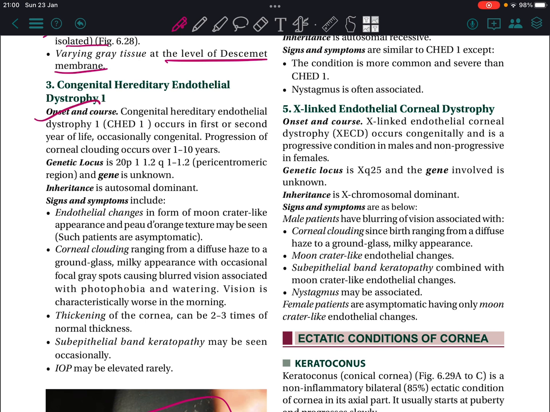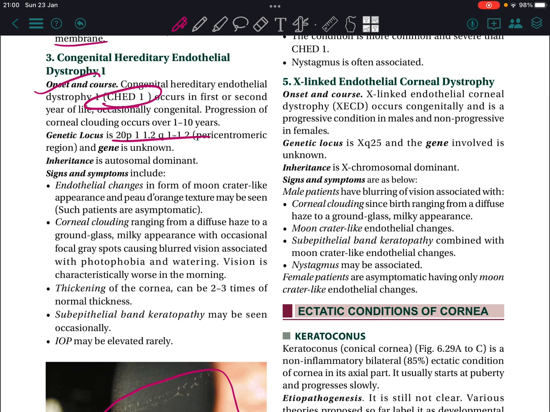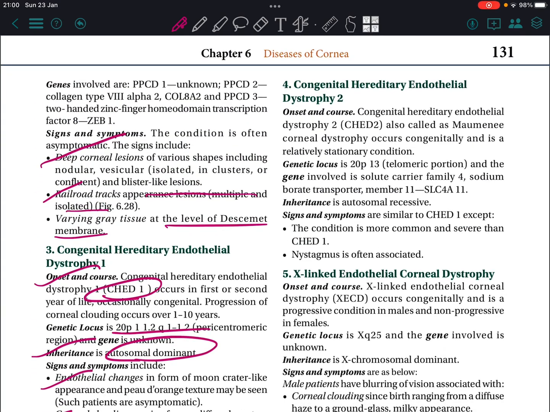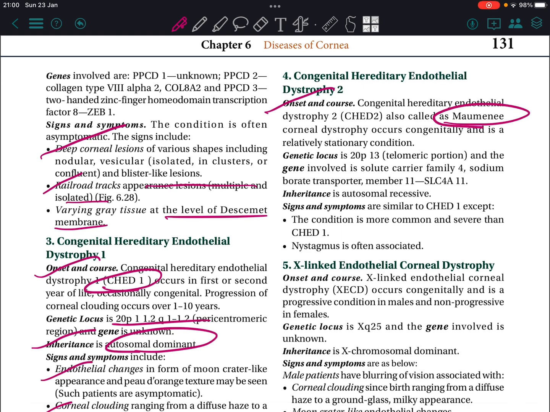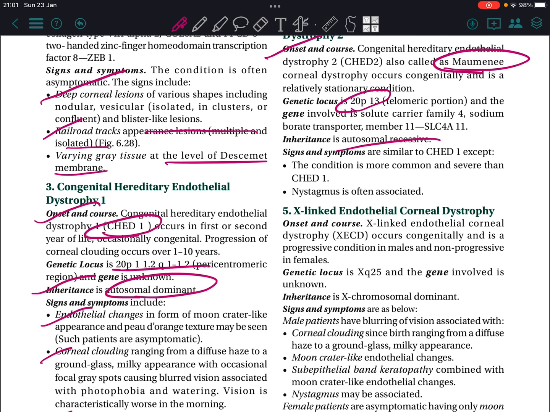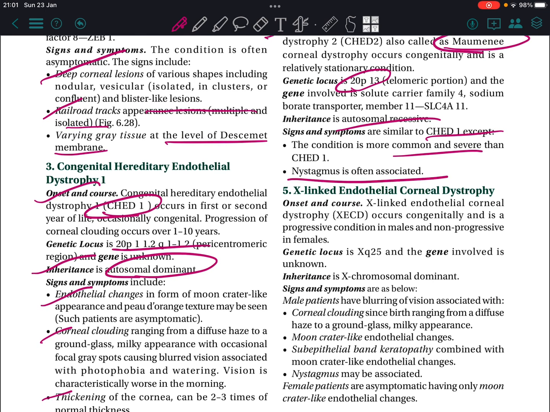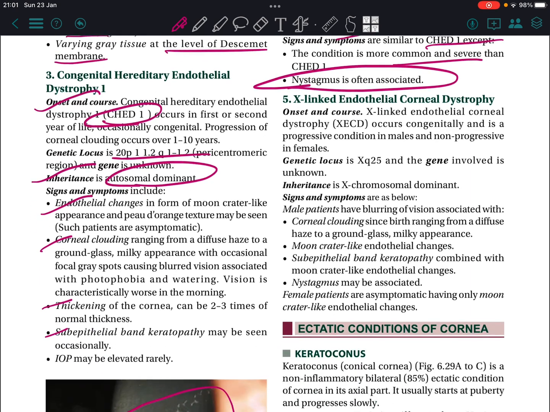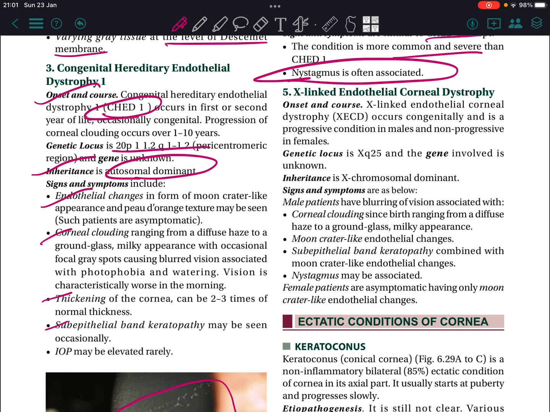Congenital hereditary endothelial dystrophy, CHED1, gene locus 20p, inheritance autosomal dominant. Signs and symptoms include endothelial changes, corneal clouding, thickening of the cornea, subepithelial band keratopathy, and IOP may be elevated. CHED2 is gene locus 20p13, inheritance autosomal recessive. Symptoms are similar to CHED1 except the condition is more common and severe. Nystagmus is often associated.